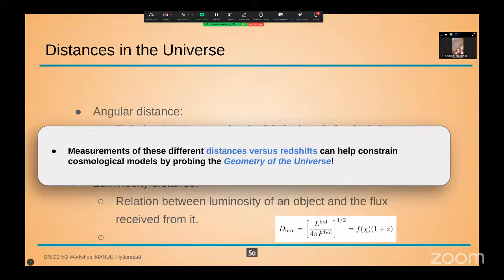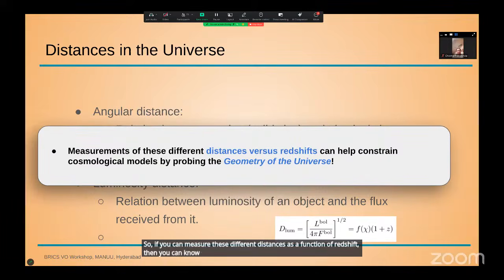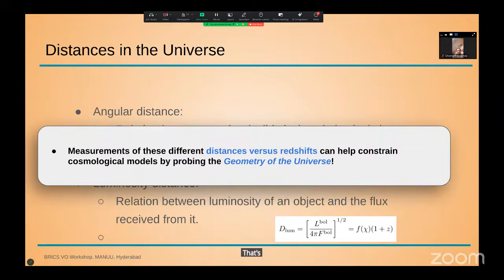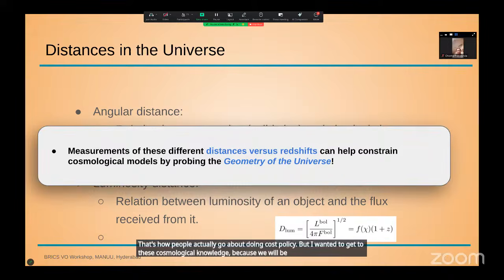So if you can measure these different distances as a function of redshift, then you can not only constrain the geometry of the universe, but also what the constituents of the universe are. So that's how people actually go about doing cosmology. But I wanted to get to these cosmological terms because we will be using them in the calculations of the luminosity.